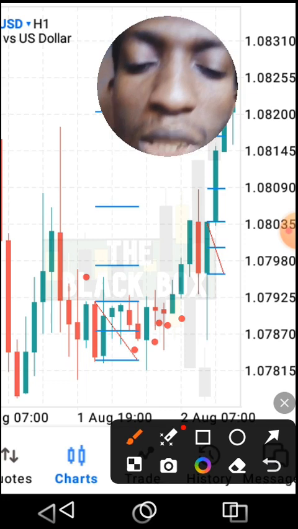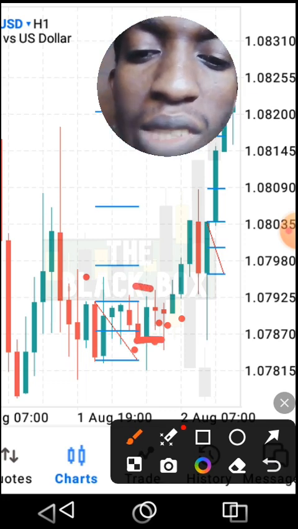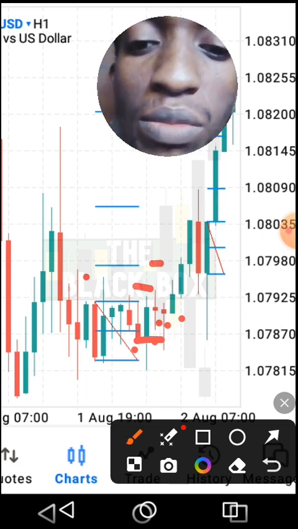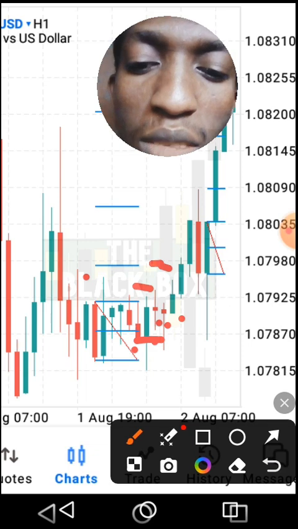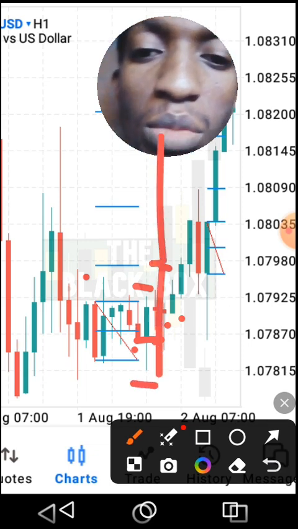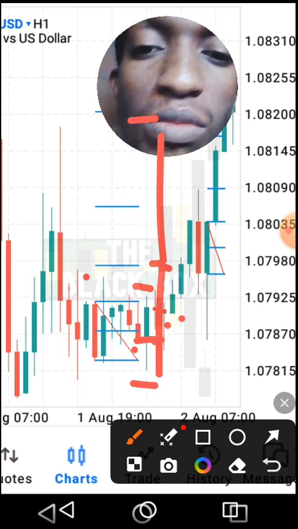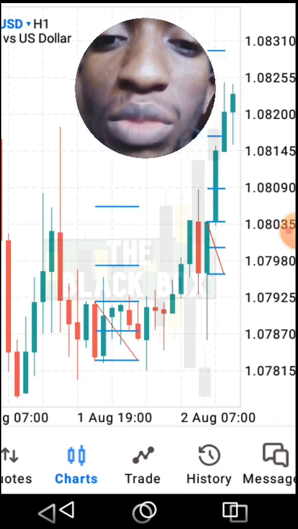What I'm gonna do here is I'm gonna use this. Then I'm gonna buy up there. Okay? I'll be buying up there. My stop loss down there. That's my risk. Potential profit up there. Okay? You can use the Fibonacci.